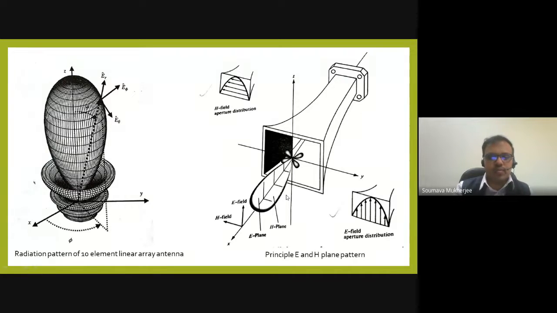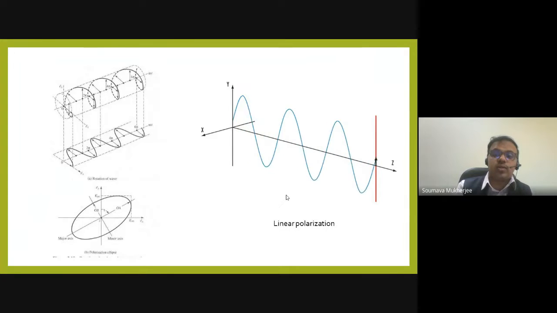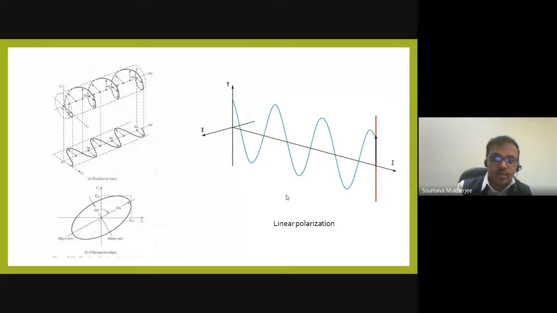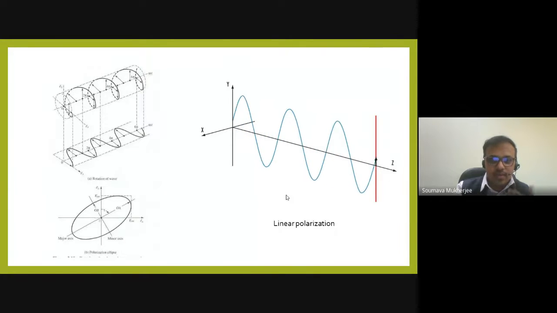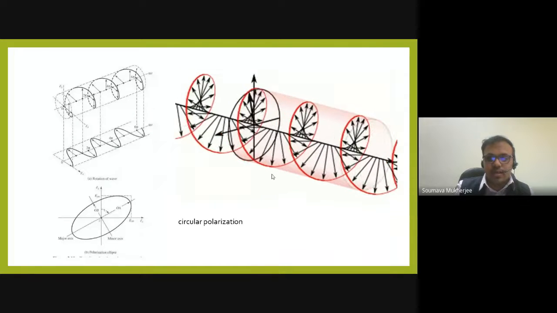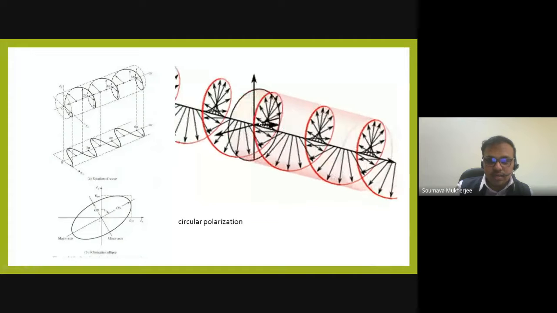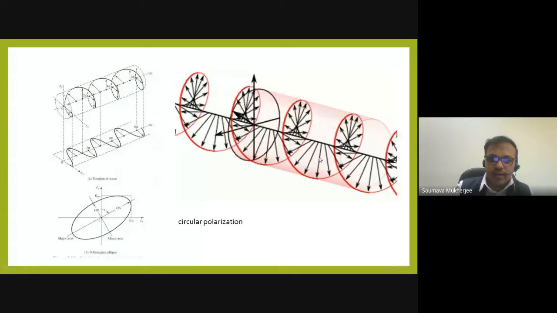That's the basic concept. Another thing is polarization. You also need to think about what polarization this antenna is radiating. It can be a linear polarization, just like the one you are seeing. It can be a circular polarization. That means you see here that this arrow is moving in a circular fashion. Okay, the field can be like this.